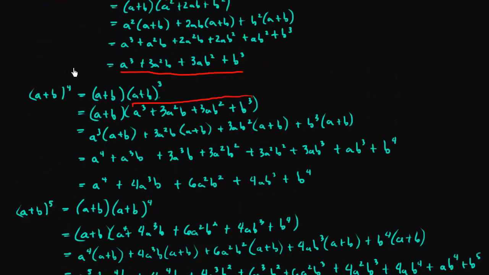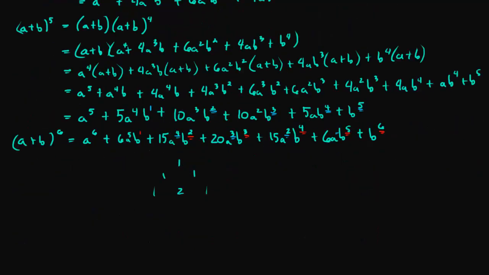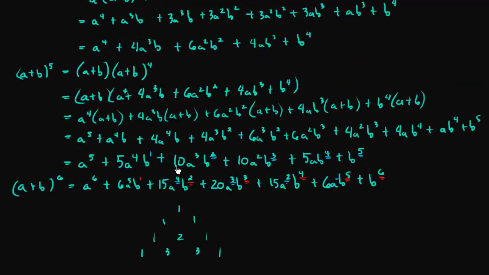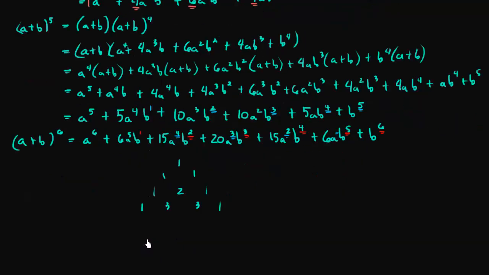For a plus b cubed, we had 1, 3, 3, 1. So let's write that below: 1, 3, 3, 1. For a plus b to the power of 4, we had 1, 4, 6, 4, 1. So let's write that in this kind of triangular pattern that we have below. So we had 1, 4, 6, 4, 1.